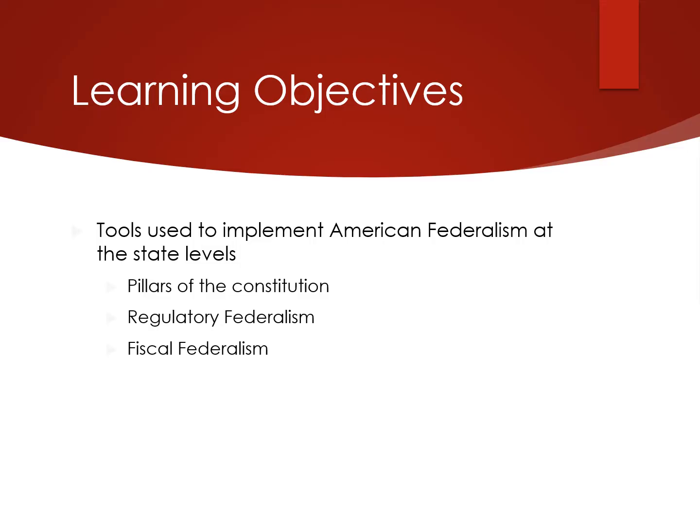So in this lecture, the learning objectives include how federalism is actually implemented at the state levels. We're going to be talking about the pillars of the Constitution, because everything that we do is based on the Constitution. We're going to be talking about regulatory federalism, or what tools they have in order to engage the states. And we will be talking about the money part of it, fiscal federalism. Because when we pay taxes, money goes to the federal government, but then the states get money back. How does that money get back, and what is it used for? What can it be used for?